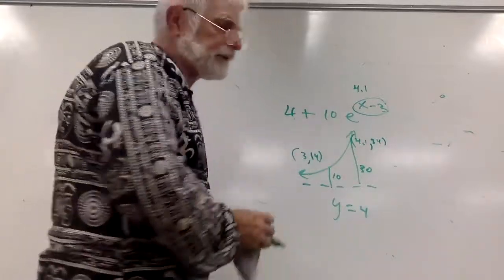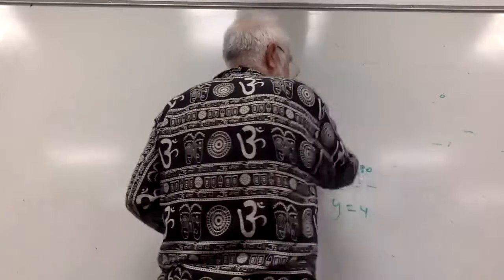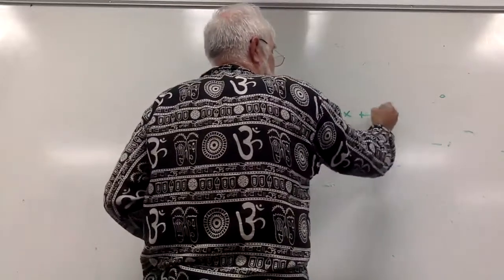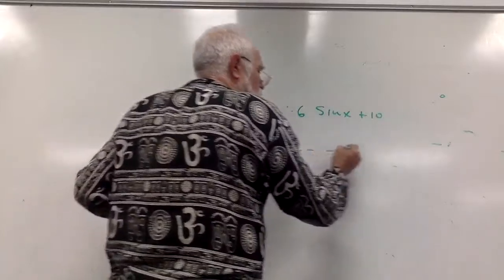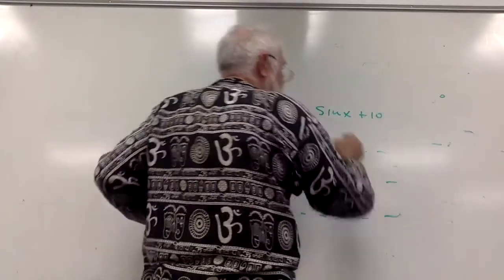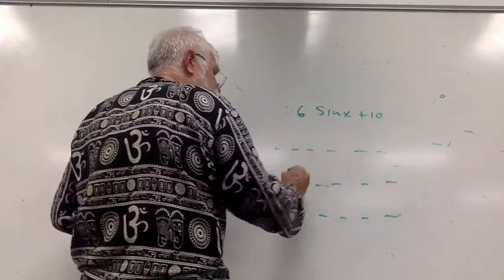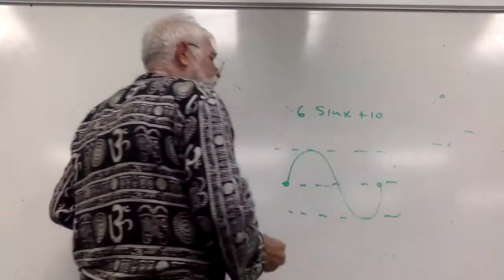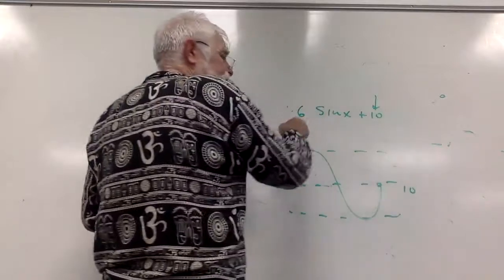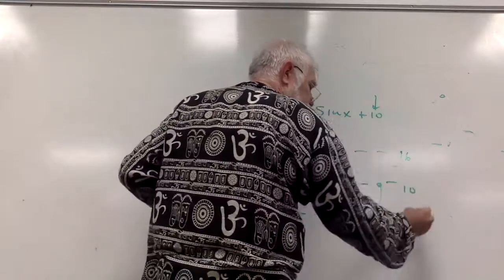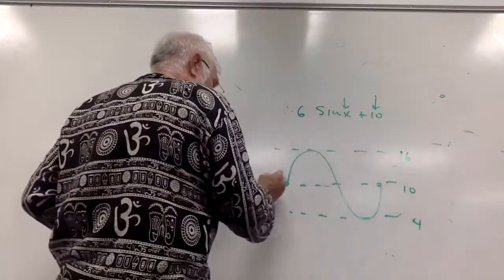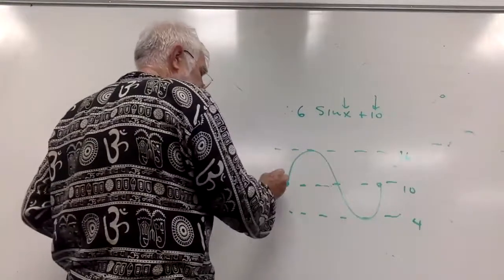One period for 6 sine x plus 10. So when you do a sinusoid, don't draw the x and y axis. We have a positive sine function, which starts in the middle. What is the middle? It's the constant, so that's 10. Up 6, 16, down 6, down to 4. What number do I want to start with? 0 gets me the start.